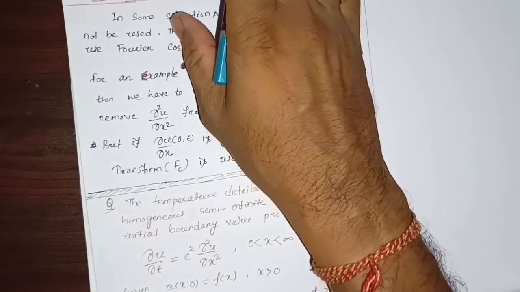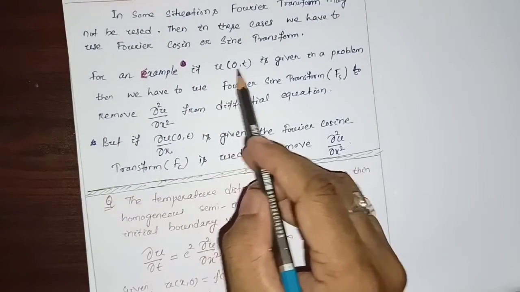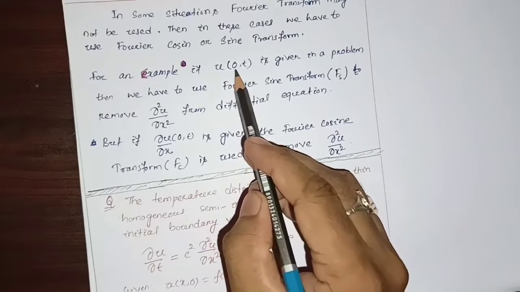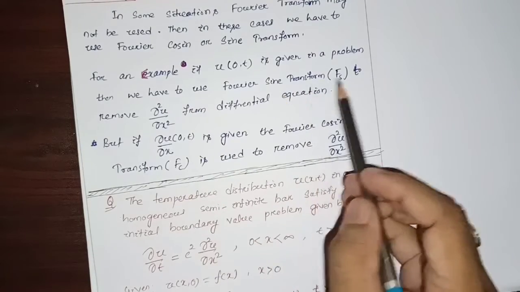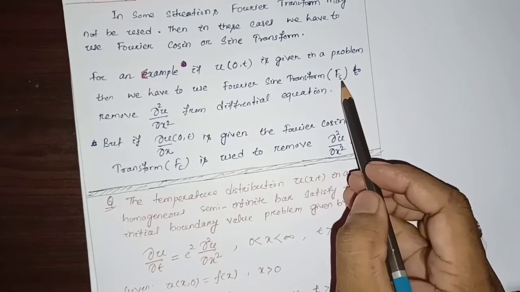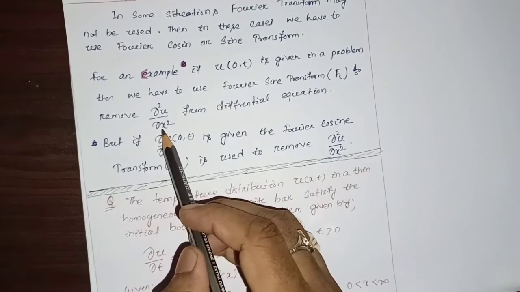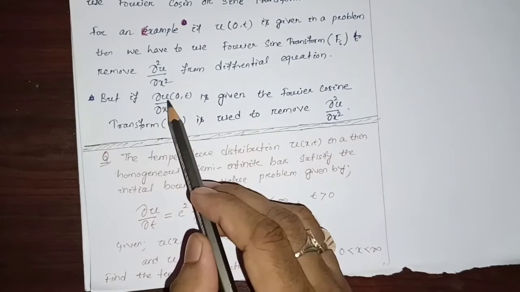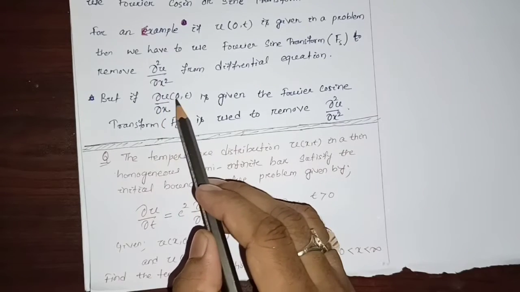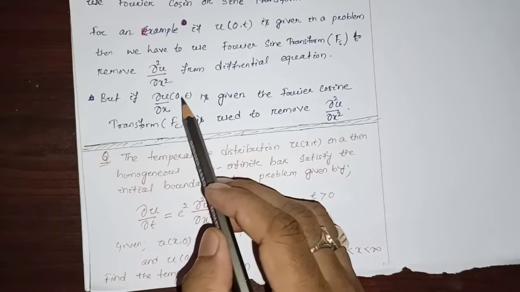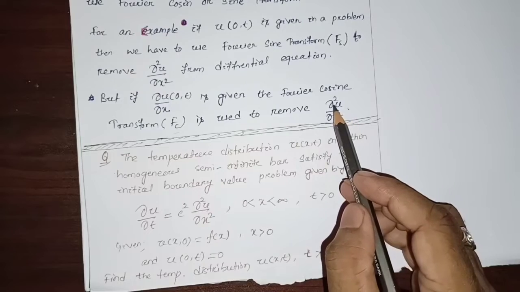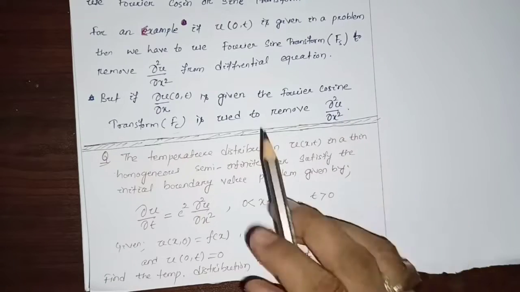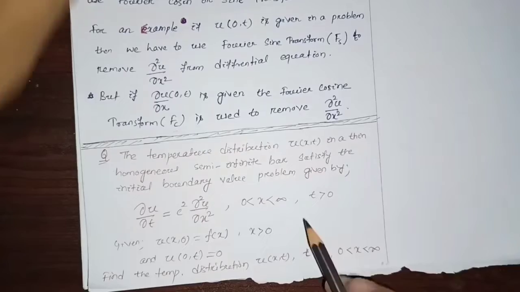So what type of numericals? For example, if u(x,0) or u(0,t), here 0,t means x equal to 0, is given in a problem, then we have to use the Fourier sine transform, Fs, to remove del square u by del x square from the differential equation. But if del by del x of u(x,0) or u(0,t), here x equal to 0, is given, then we have to use the Fourier cosine transform to remove del square by del x square u. Okay, so let's start with a problem.